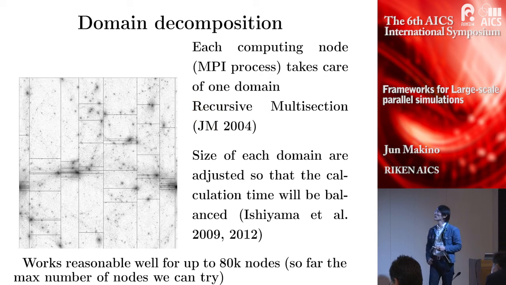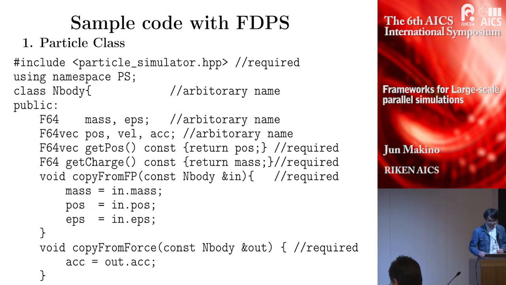For the domain decomposition, of course, the most complicated part of the parallelization of the particle simulation is the domain decomposition. And we are using the same technique as we used for the code developed by Ishiyama, which is based on the recursive multisection method. And this one actually works well even for up to 80,000 nodes, which is the maximum number we could try on the K computer.